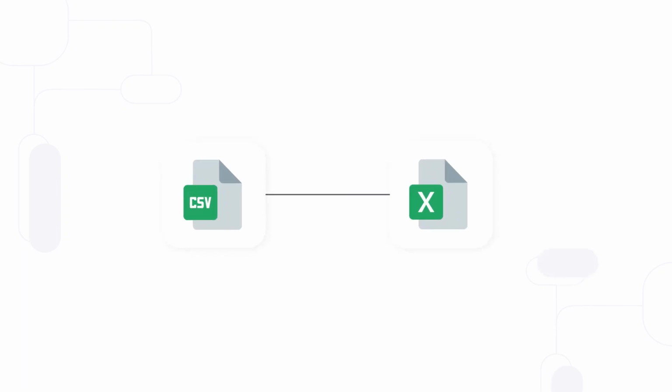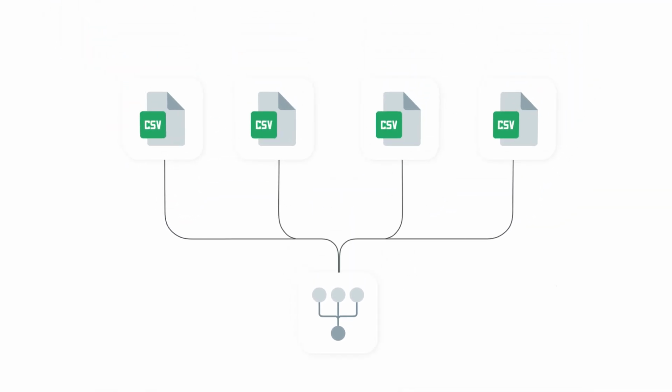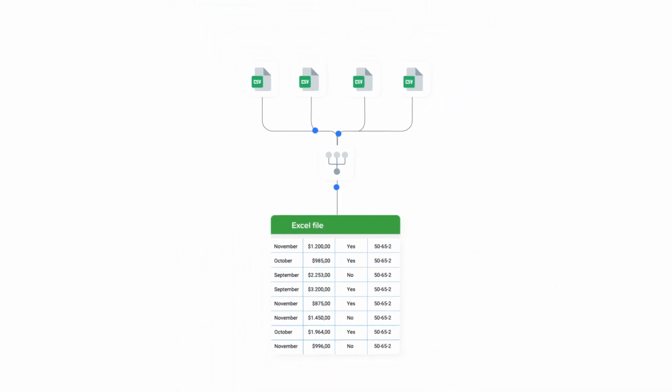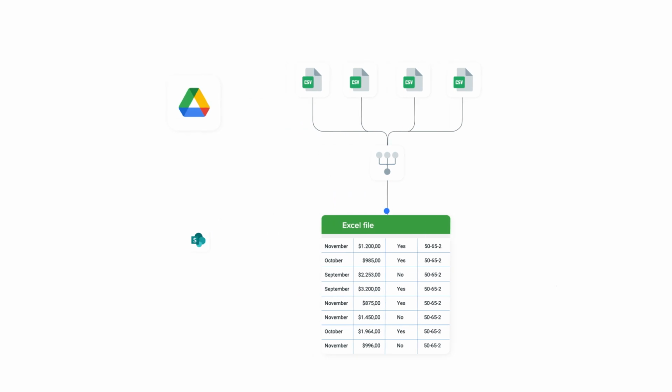Hi there. In this video, I'm going to show you how to import CSV files to Excel automatically with Sheetgo. You can not only convert the file types but also connect from one storage to another. And with Sheetgo's merge feature, you can even combine data from multiple CSV files into one Excel sheet. In this video, I'll show you how you can import data from multiple CSV files to Excel from Google Drive to SharePoint. Let's get started.